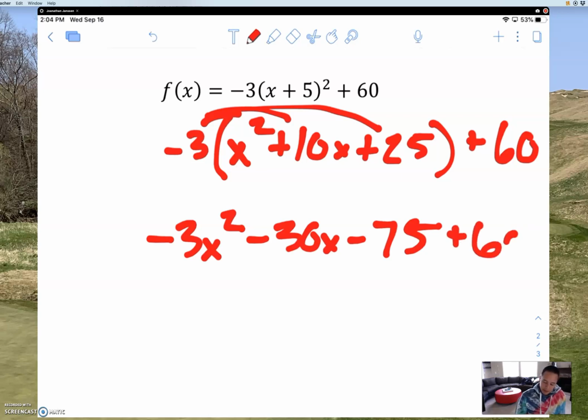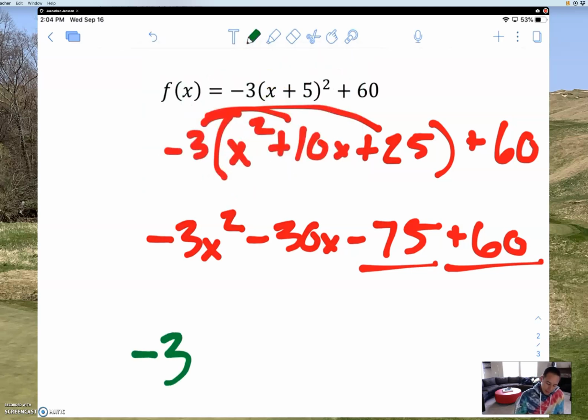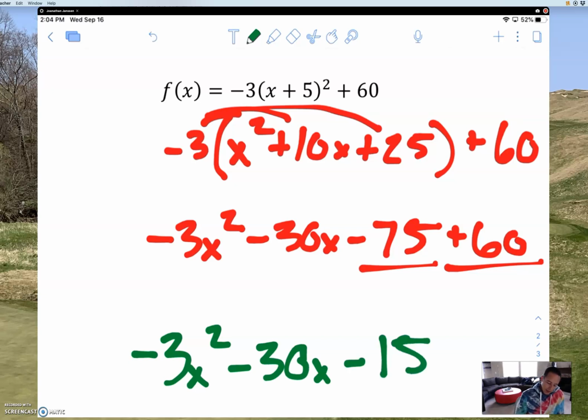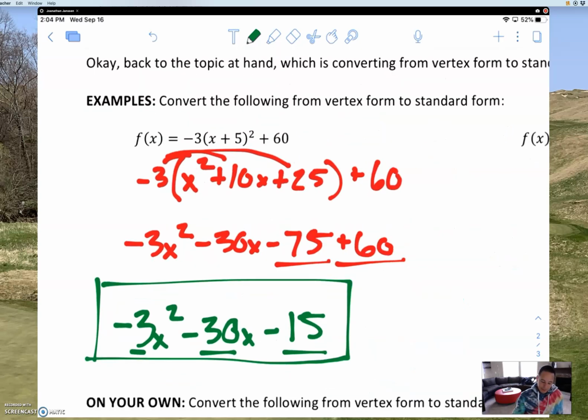It's just plus 60. Now at the very end, we still have a couple like terms that we have to combine. So it's going to be minus 3x squared minus 30x. And if you combine minus 75 with a positive 60, it's minus 15. And this is now your equation in standard form. So we have our A, B, and C. And we'll deal with those letters later when it comes to the quadratic formula and finding the vertex.